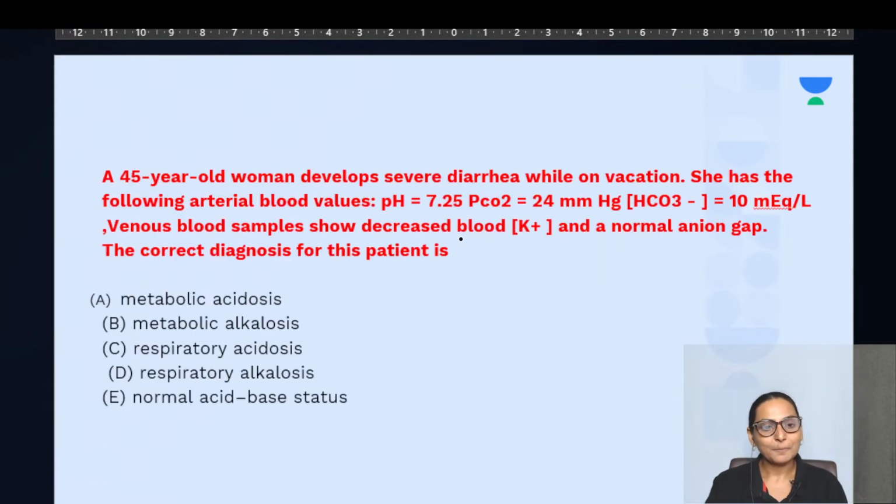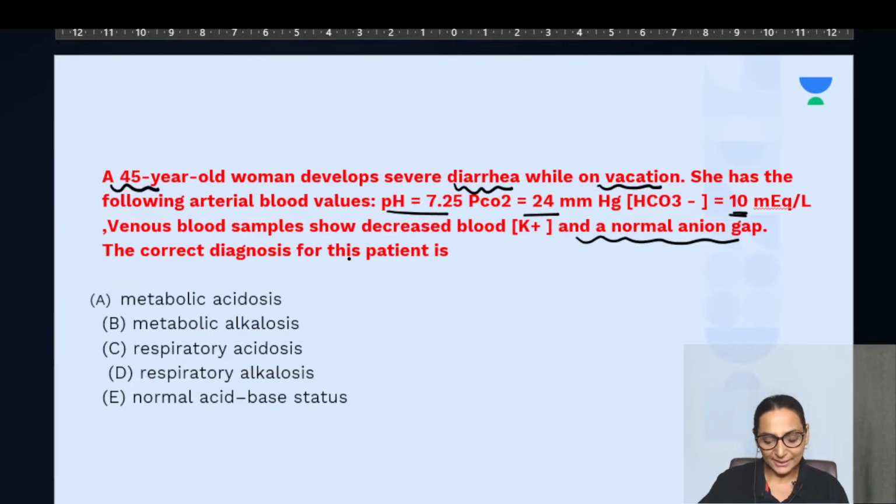Now next one. There is a 45-year-old woman who develops severe diarrhea while on vacation. She has the following arterial blood values: pH 7.25, PCO2 24, bicarbonate 10, with a normal anion gap. What is the correct diagnosis? Metabolic acidosis, metabolic alkalosis, respiratory acidosis, respiratory alkalosis. What is the correct answer?